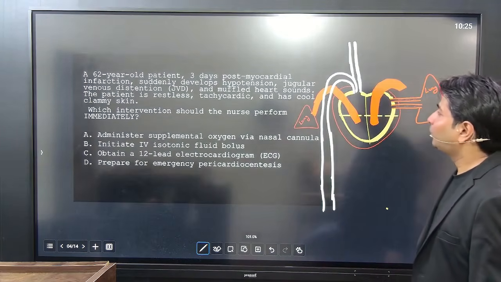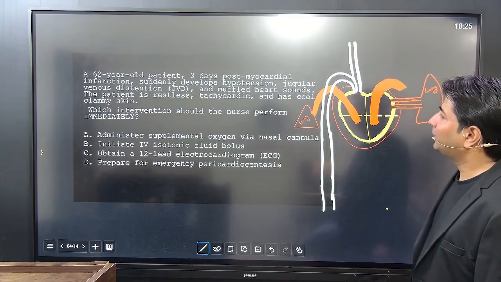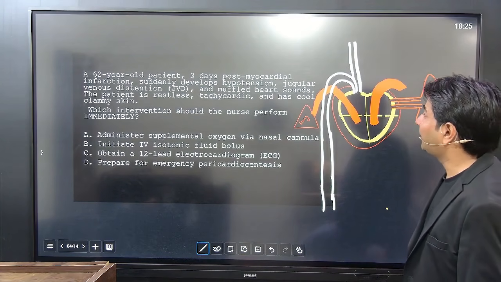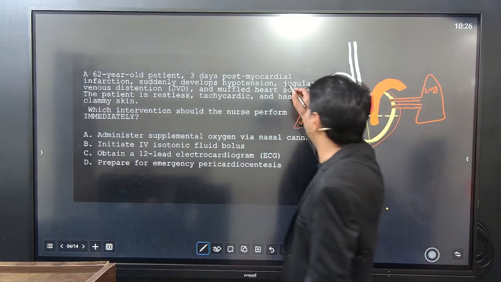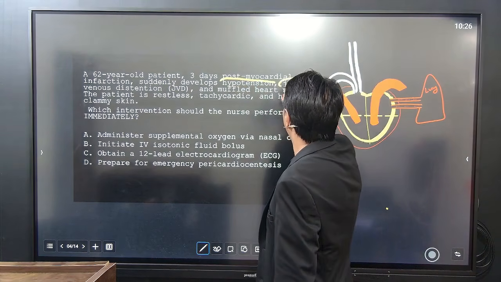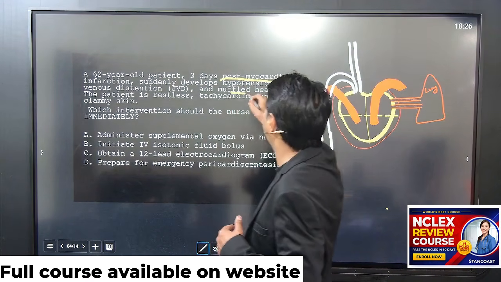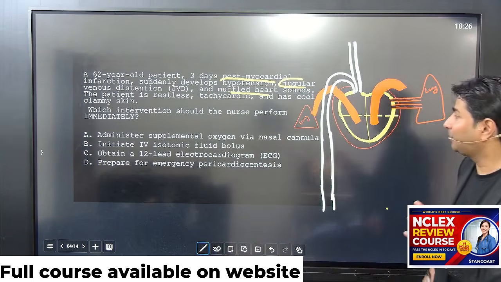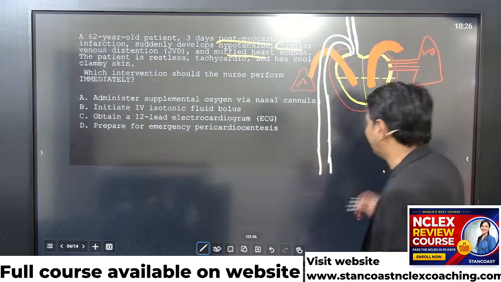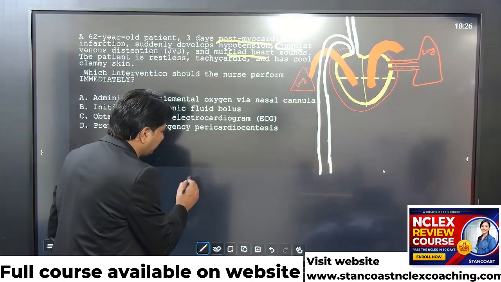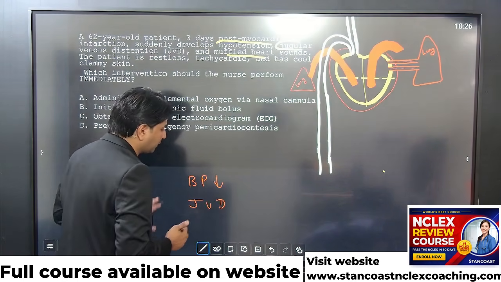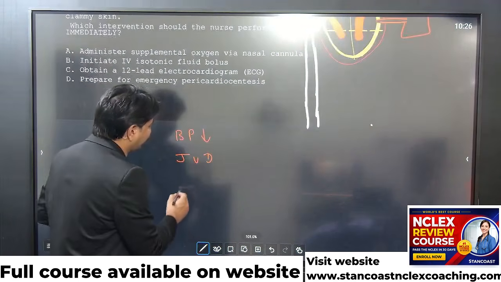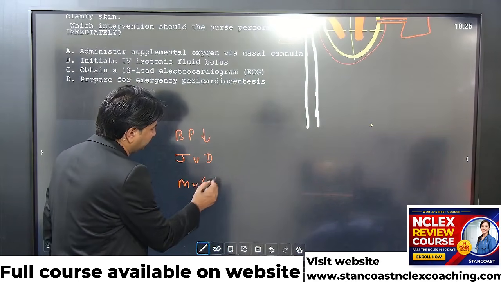A 62-year-old, 3 days post-myocardial infarction, suddenly develops hypotension, jugular venous distension, and muffled heart sounds. This means there are 3 symptoms occurring together here. First, the patient's blood pressure is low. Second, the jugular vein is distended. And third, muffled heart sounds.